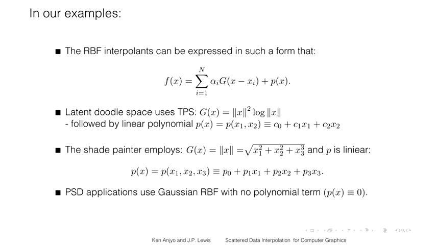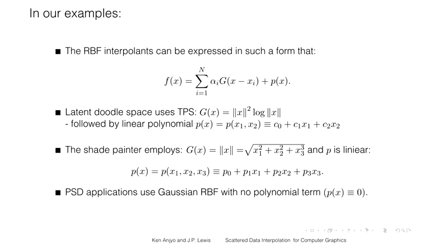Then, in the case of Latent Doodle Space, we use the thin plate spline for G(x) in that equation, and it's followed by a linear polynomial. In the case of 2D, we have just c0 plus c sub 1 x sub 1 plus c sub 2 x sub 2. And in the case of Shade Painter, you remember I showed some toon shader stuff. Then we use, instead of the thin plate spline, that very simple function for G, and it's also followed by a linear polynomial as shown there.